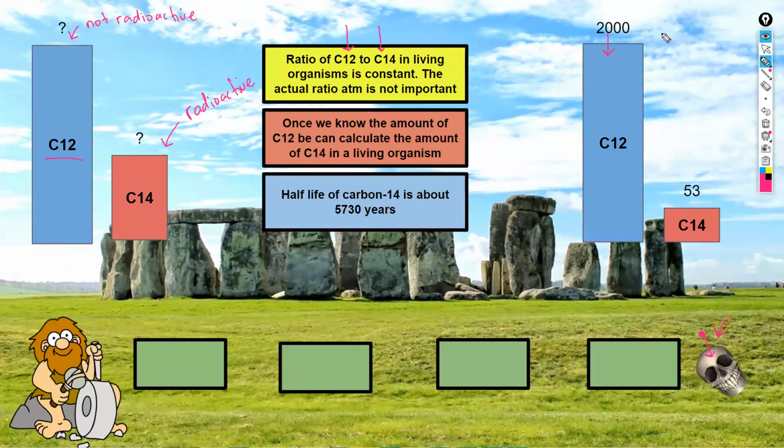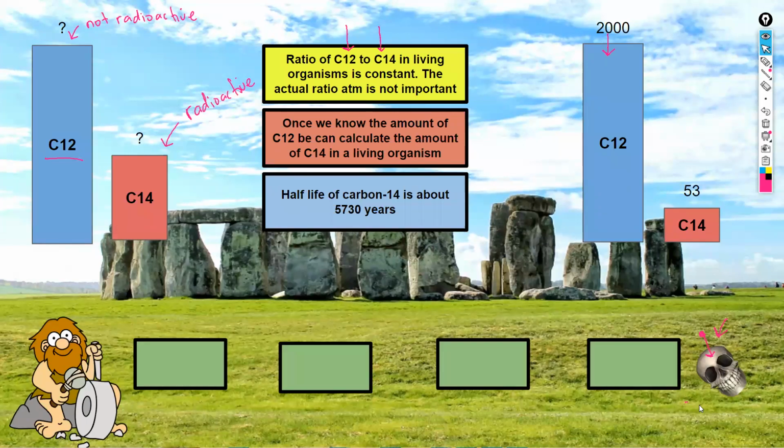I use some simple numbers to make the explanation easier. So let's say in that small sample you took, there were 2,000 carbon 12 atoms. When the caveman was living, how much carbon 12 do you think he would have in his body? When he was dead, we found 2,000. So when he was living, how much do you think he had? Let's use a little bit of science skills here.